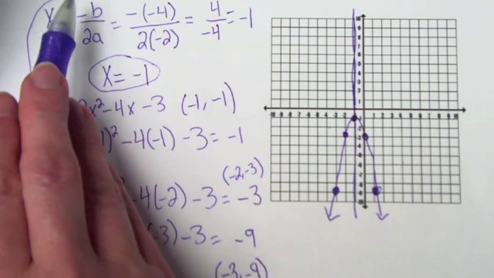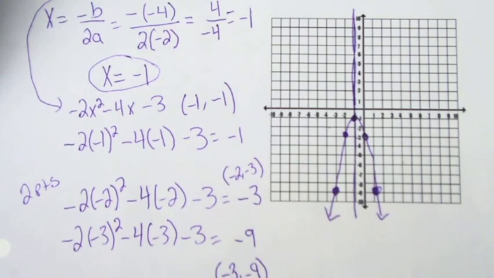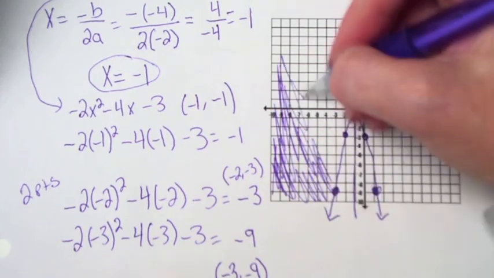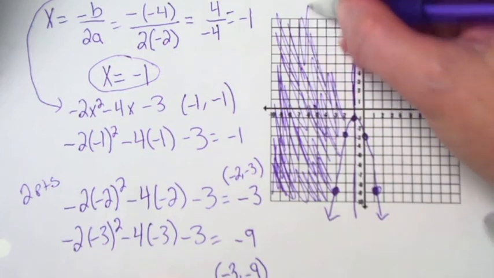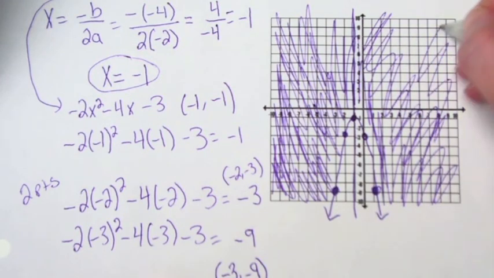Then look back at our problem. It says y is greater than or equal to. Greater than or equal to means it's above the parabola's curve. So it's above. Had it been less than, we would have colored inside the parabola. And that is how you graph quadratic inequalities.